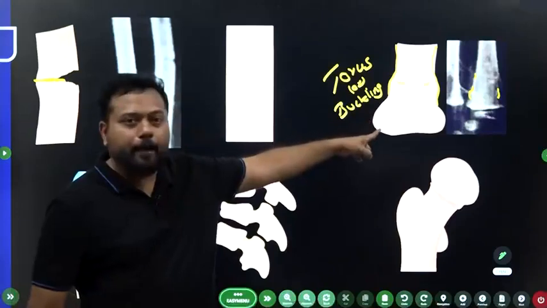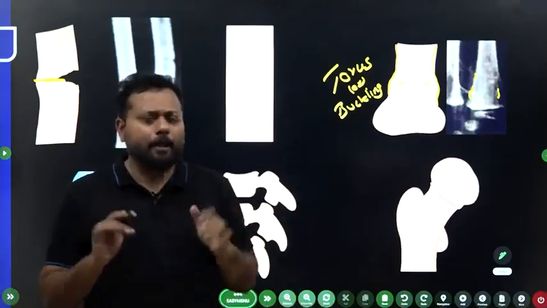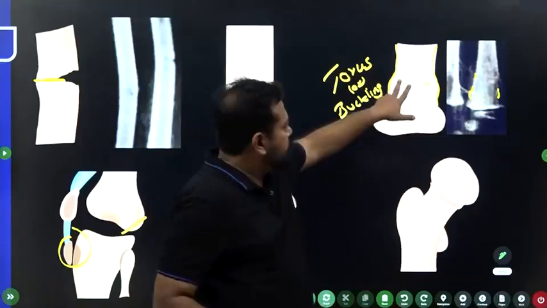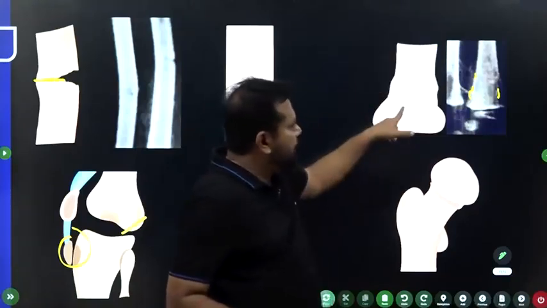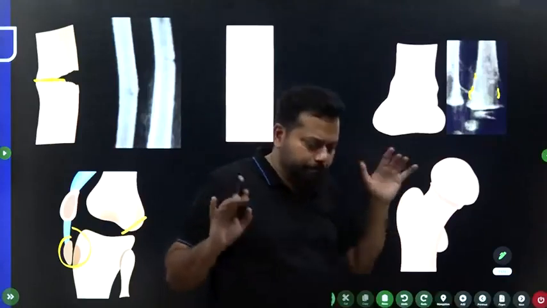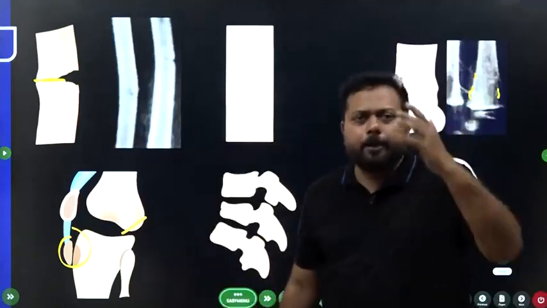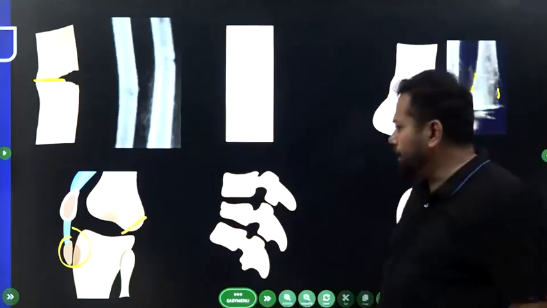That's the diagram. Okay, torus or buckling fracture. What is the treatment of choice? You see, this is again an incomplete fracture. Okay, don't do anything. Just put a POP slab. In 28 days time, that will heal on its own.